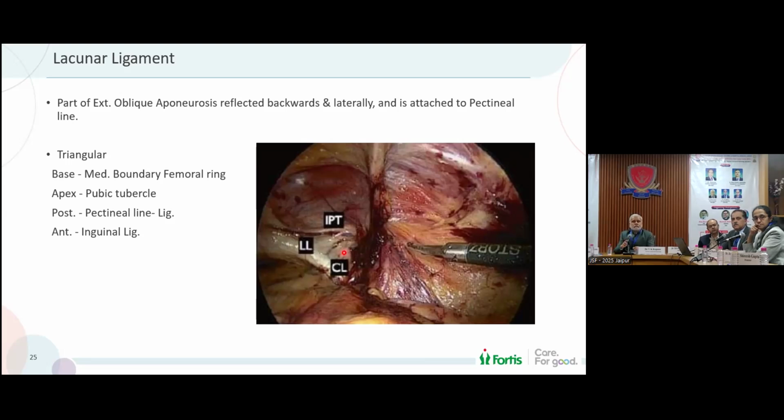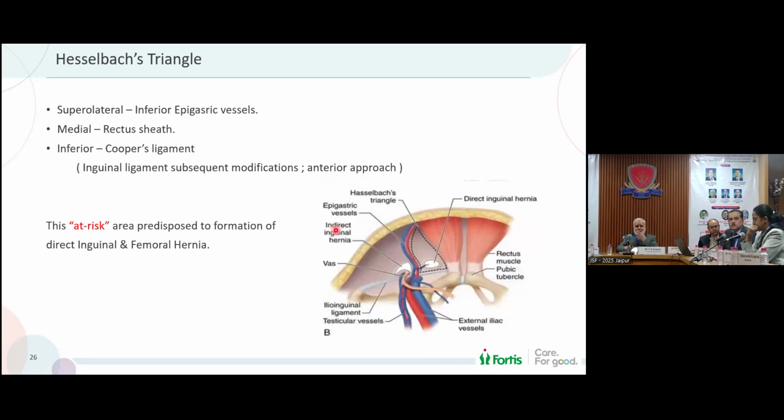Just medial to the inferior epigastric vessel, below the iliopubic tract, is the site for femoral hernia, and above the iliopubic tract is the site for direct hernia. This is the Hesselbach triangle. It is formed by the inferior epigastric vessel on the lateral aspect, the rectus sheath on the medial aspect, and inferiorly Cooper's ligament. It is the site for direct inguinal hernia.